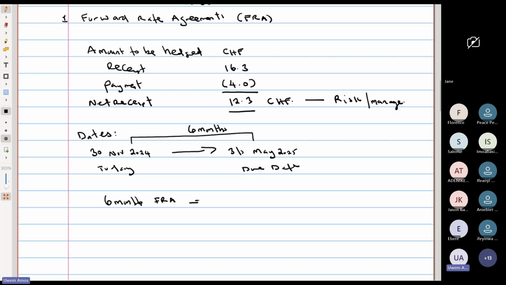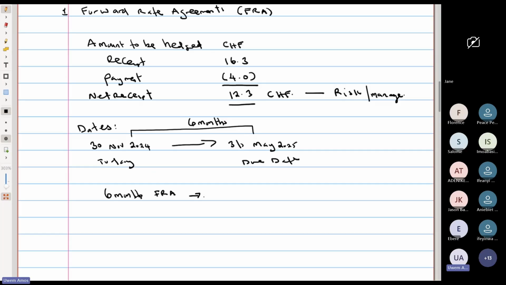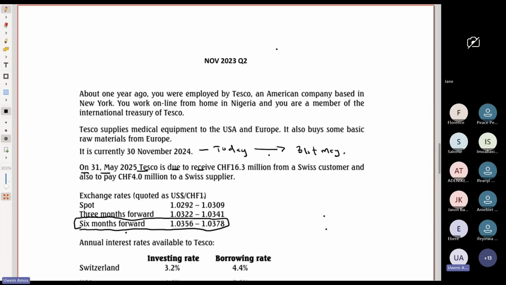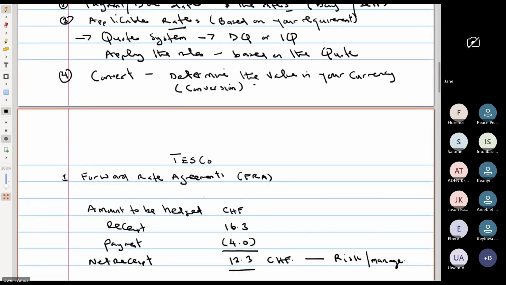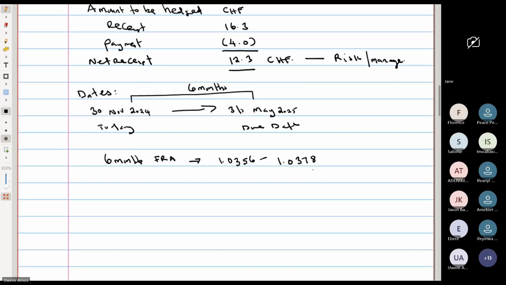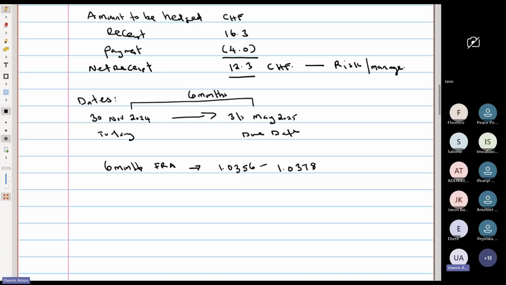And the FX dealer tells you, okay, if that is the case, my 6 months FRA is priced at 1.0356 to 1.0378. Okay, so that's what the FX dealer quotes for you.